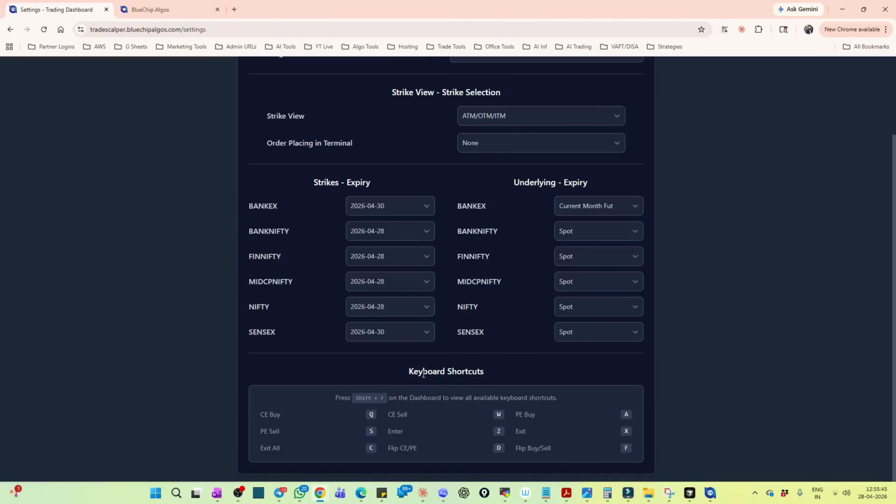And then you also have keyboard shortcuts. I know some people are very fast, very speedy, and they want to place orders in milliseconds. For them, this is like a real weapon. They can also use these keyboard shortcuts.